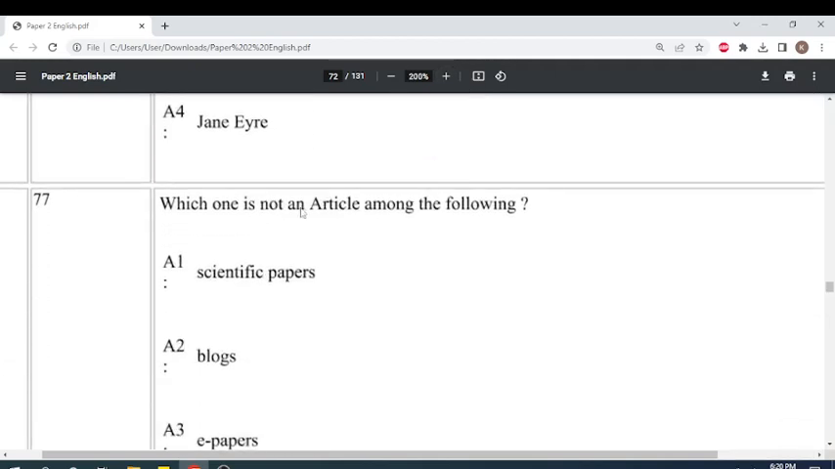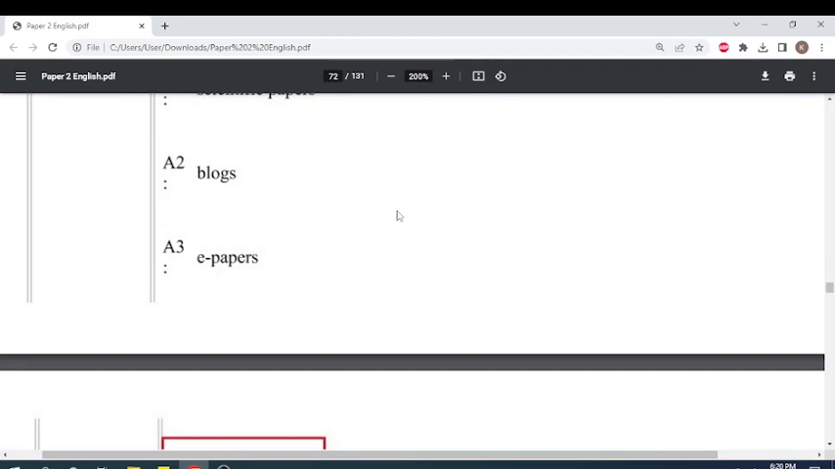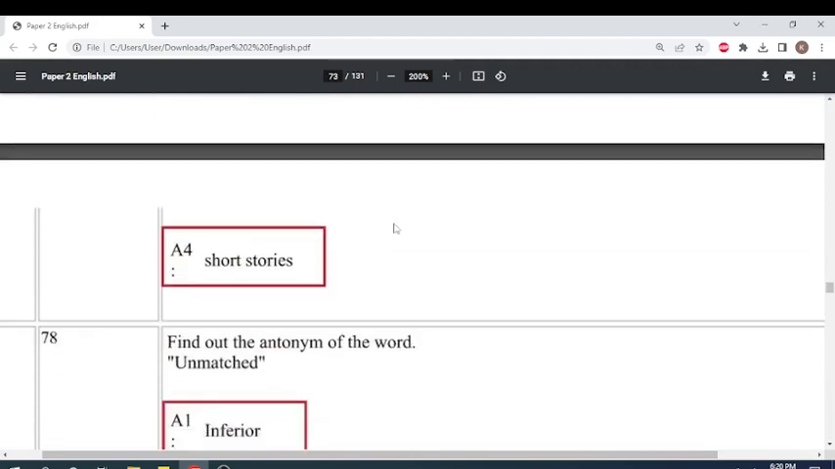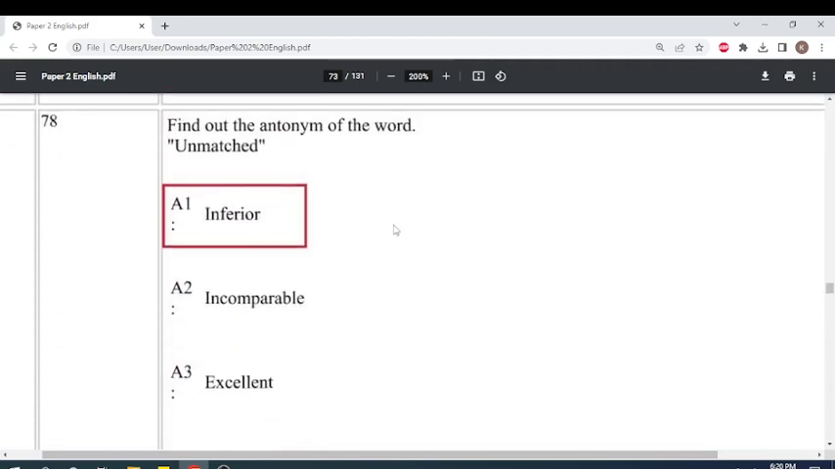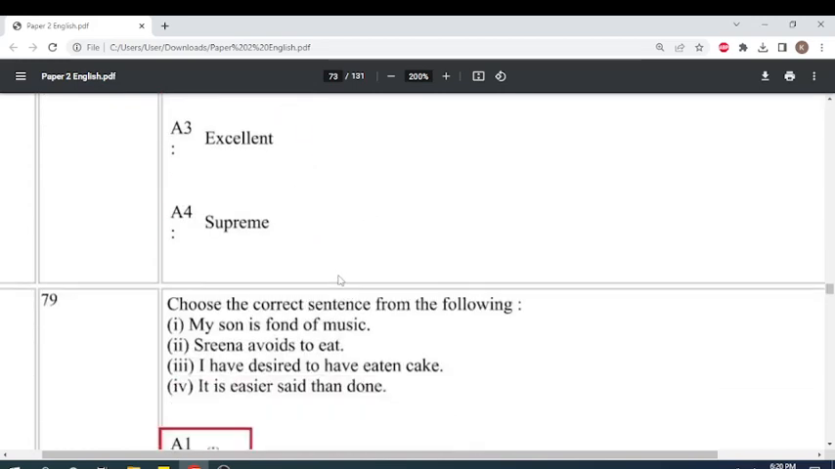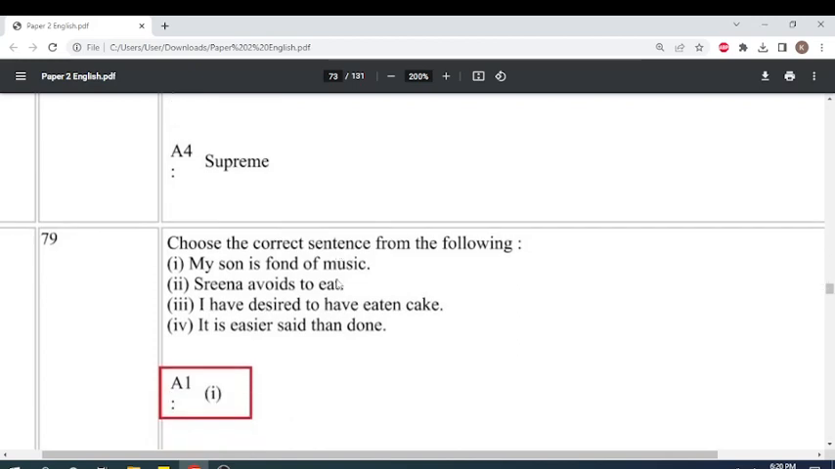77. Which one is not an article among the following? Answer A4, short stories. Find out the antonym of the word unmatched. Answer A1, inferior. Choose the correct sentence from the following. Answer A1, My son is fond of music.